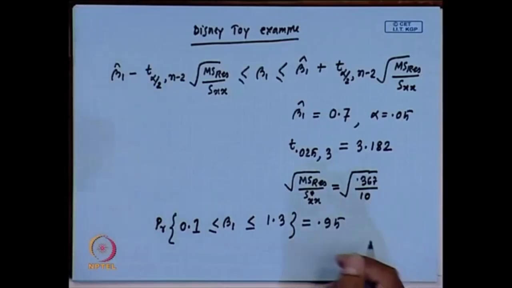With probability 0.95. So this is what interval estimation is. Instead of giving one estimate of a population parameter, here we give an interval, and the use of this interval is that we can say that the population parameter will lie in this interval with high probability, that is 0.95.